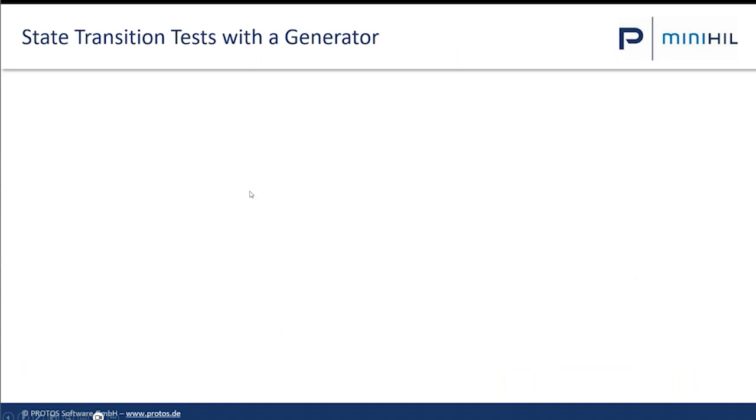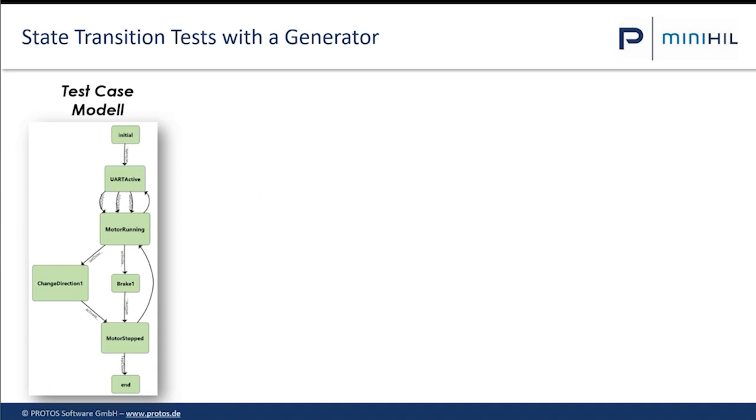So now let's have a look at state transition tests with a generator. We design with our method the test case model from initial to end, as you've seen before. In this case, the UR is active for the motor, and we set different parameters to the motor, and then we run all the tests here, also loops, creating many different possible paths through my system. As said before, that's a black box description of the expected behavior. That's not the state machine in your system.